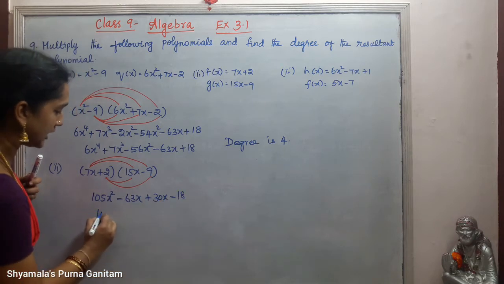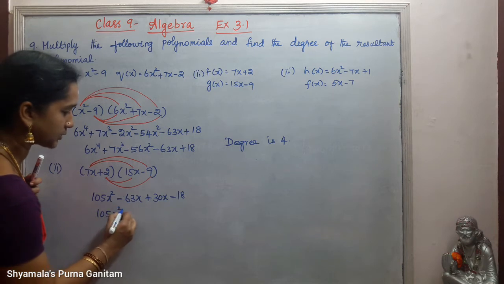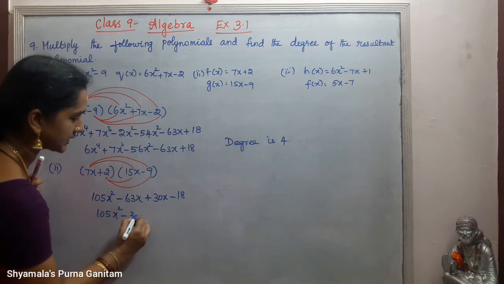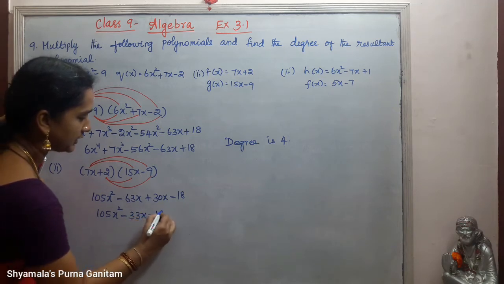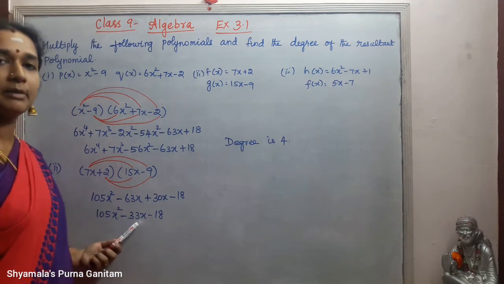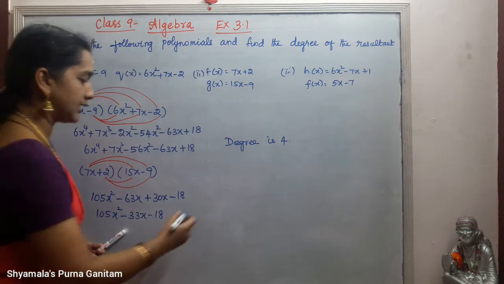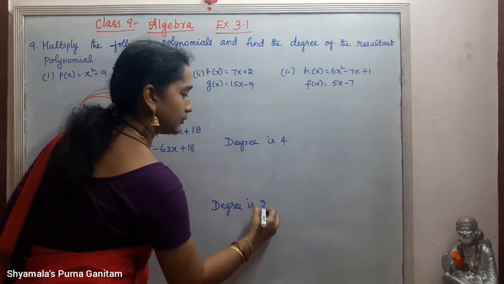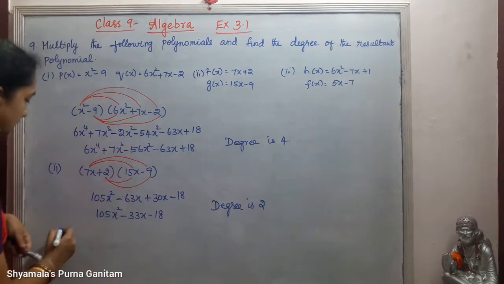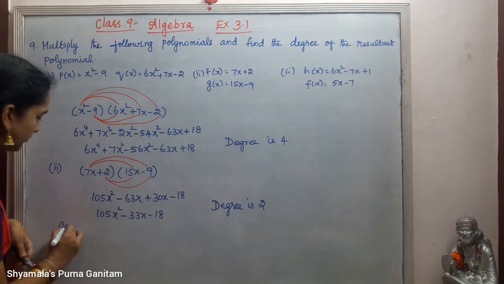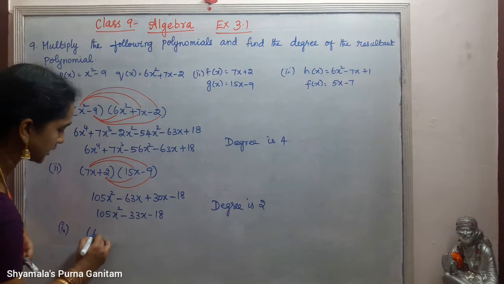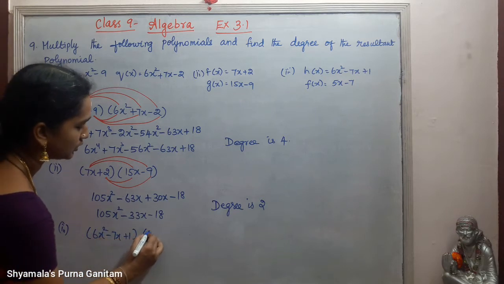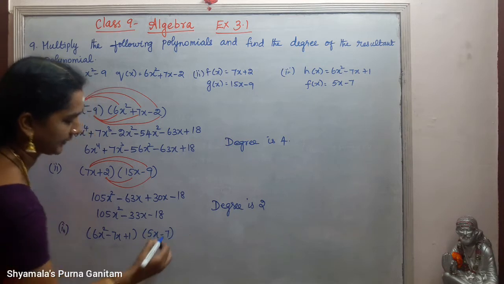So only one x squared term, so 105x squared. These two x terms, when we simplify, we will get minus 33x minus 18. So when we multiply this we will get this. So the highest power is 2. So the degree is 2. Okay. Then the third one is (6x squared minus 7x plus 1) into (5x minus 7).